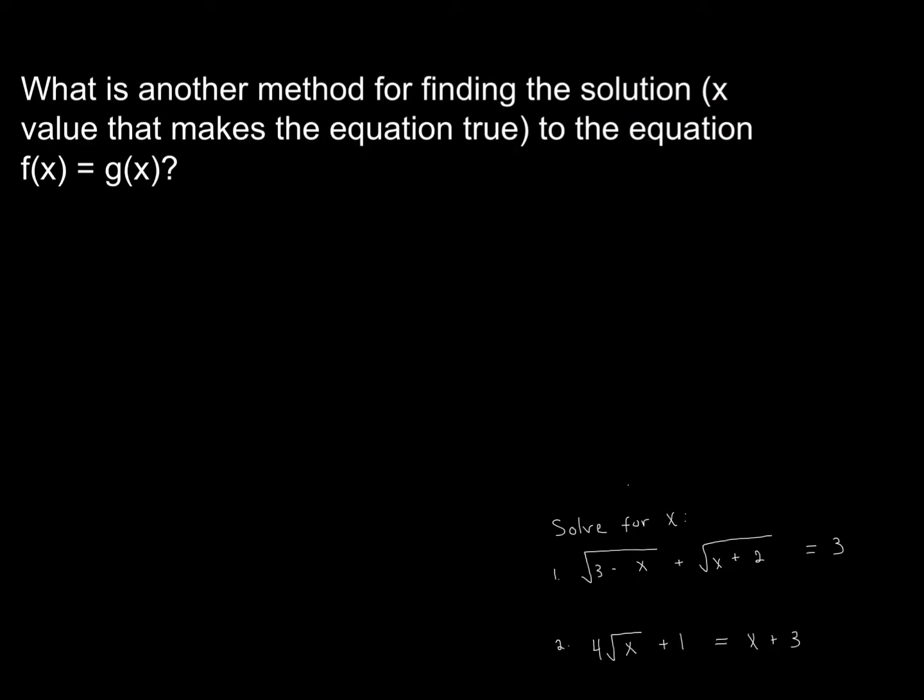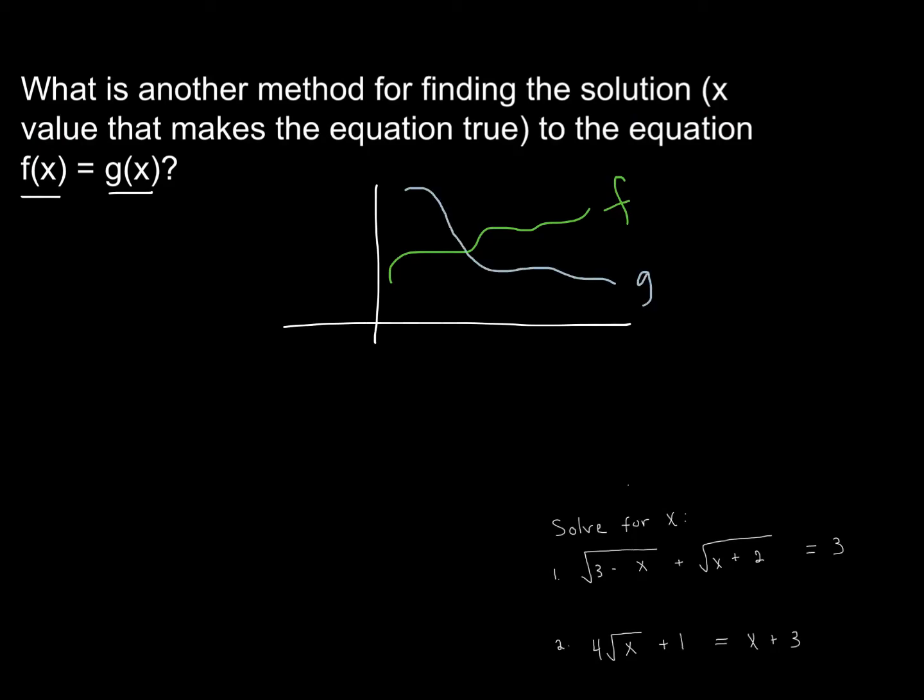Hopefully what you're remembering is that, well, we can graph f of x, we can graph g of x, and if we look at the graphs of each function, so let me graph two, let's say this is f of x, and here is g of x. Well, where they intersect is going to be the solution, right? That's the x value, right? This is the x value that makes the two functions equivalent. And so I found it.